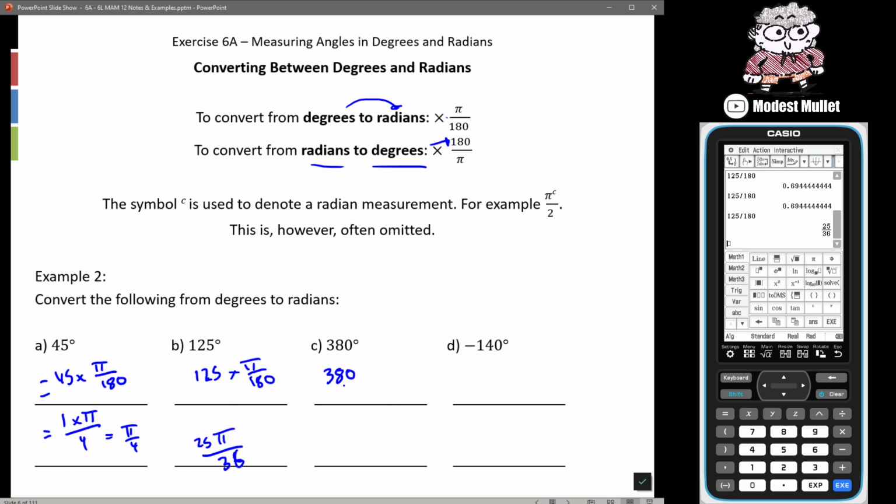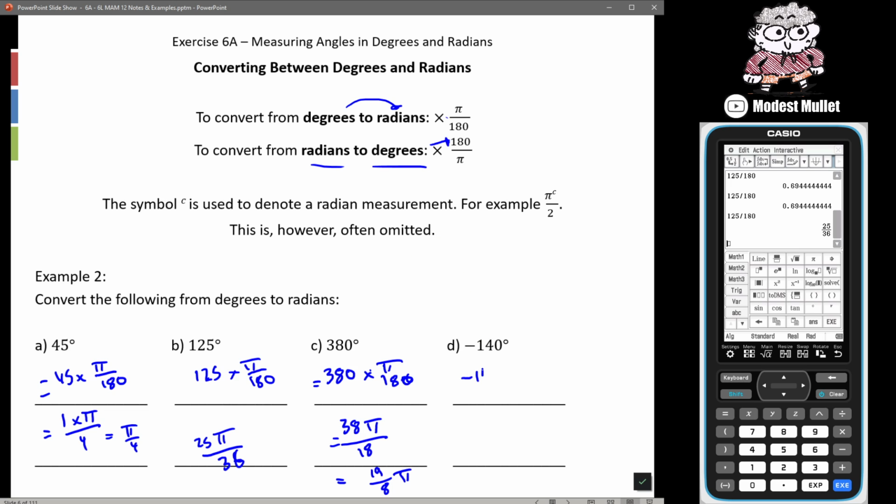380 times by pi on 180. Both of those can be divided by 10, so we get 38 pi on 18. Both of those can be divided by 2, so we get 19 pi on 9.